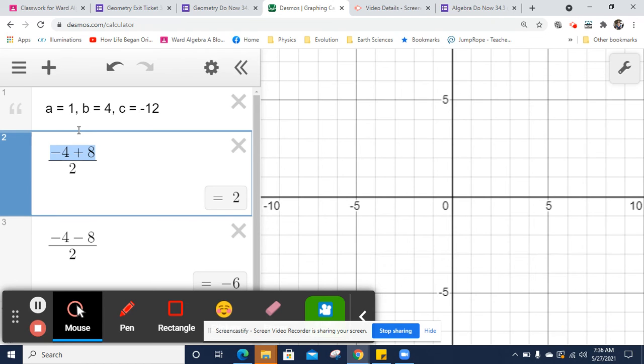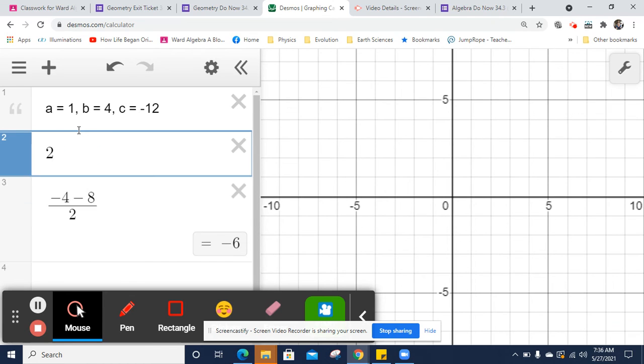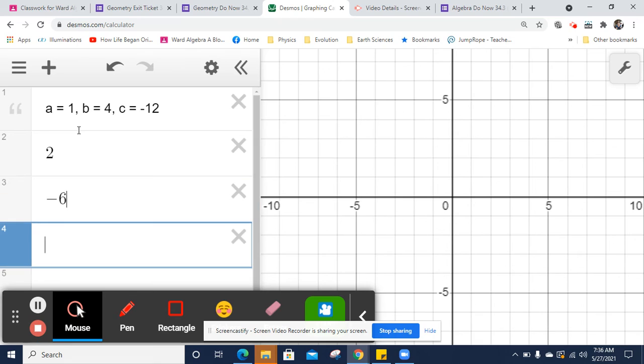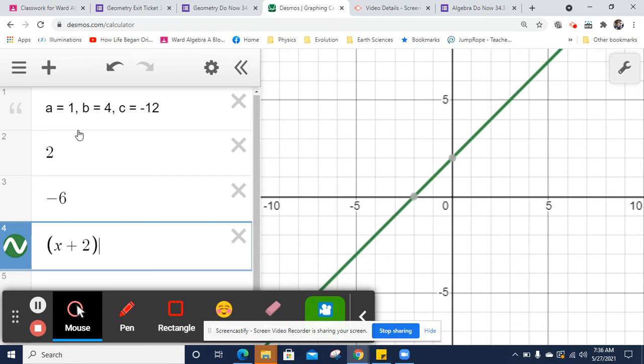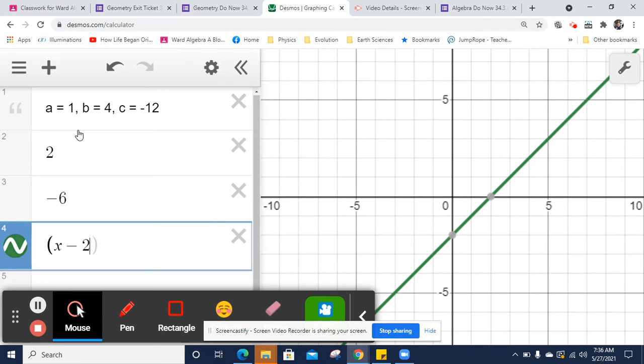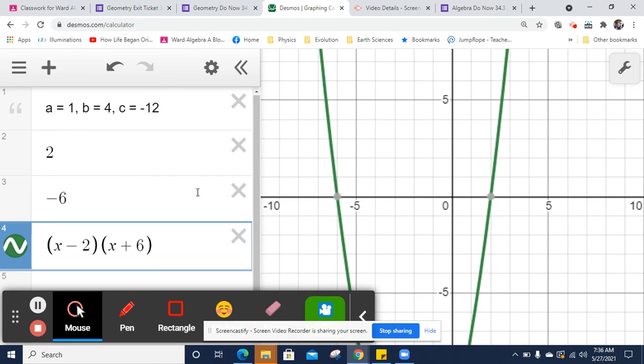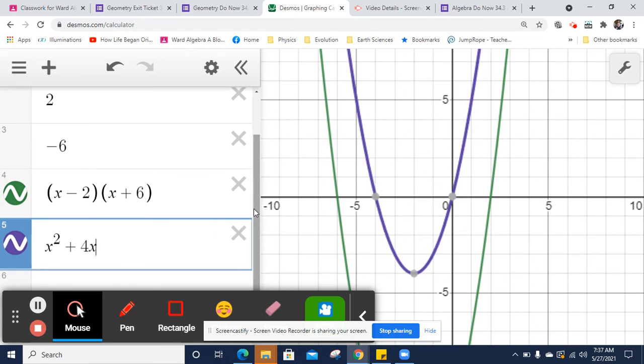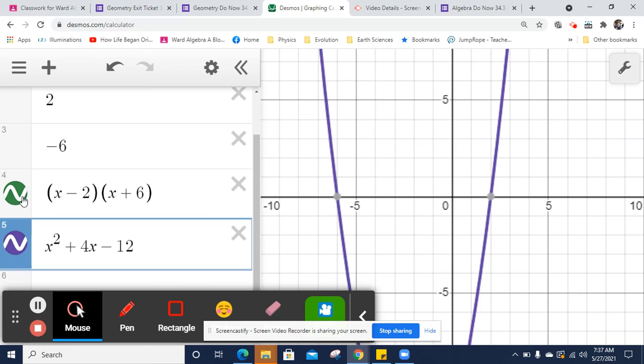Negative 4 plus 8 is 4. 4 over 2 is 2. So one of my solutions is 2. And then negative 4 minus 8 is negative 12, and negative 12 over 2 is negative 6. So my factors for this are going to be x plus 2, because the x-intercept is negative 2, and x, oops, I'm sorry, let me do that, x minus 2, because the x-intercept is positive 2, and x plus 6. In fact, my original equation was x squared plus 4x minus 12, and that is a match with my factors.